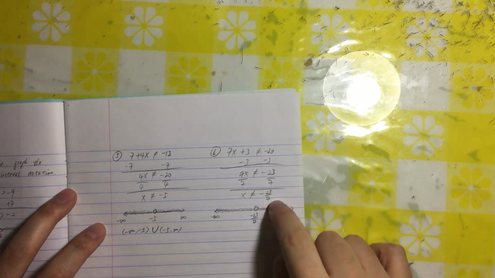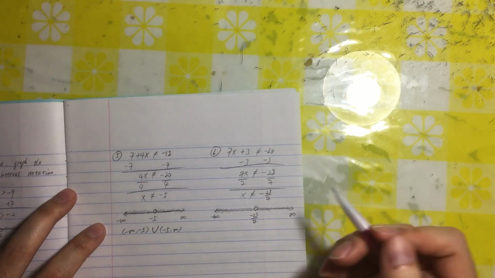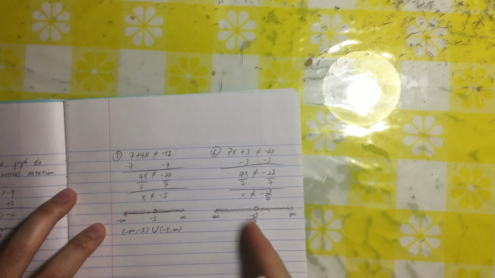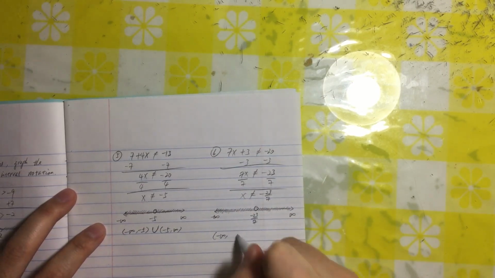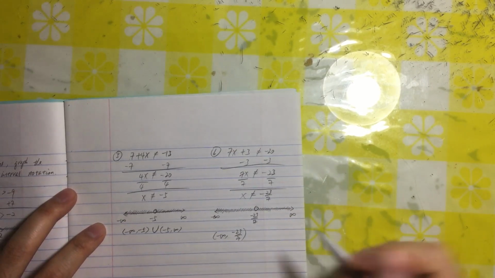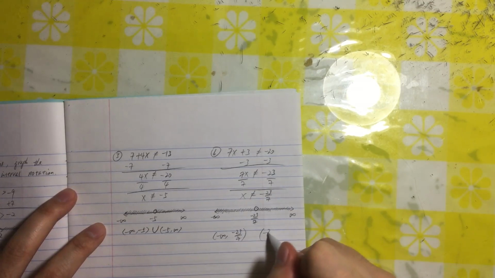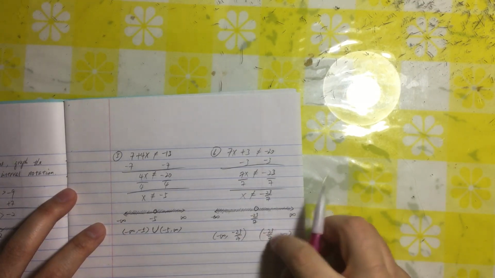That's the graph for the solution. Next, we try to write an answer using interval notation. For interval notation, if I cut a line in the middle, I get 2 pieces. First piece is from negative infinity to negative 23 over 7, not including negative 23 over 7. Second piece is from negative 23 over 7 to infinity, not including negative 23 over 7.